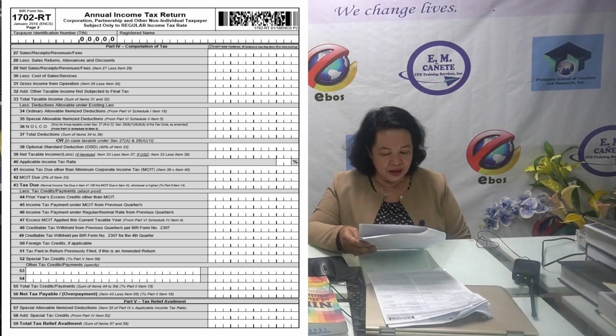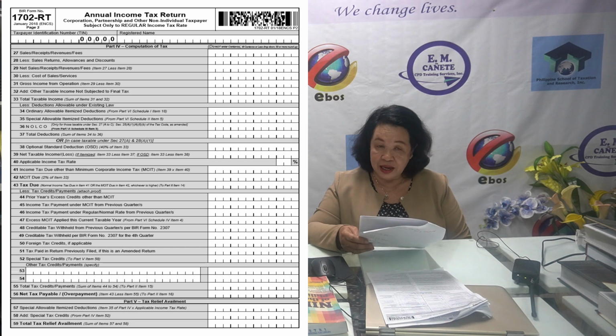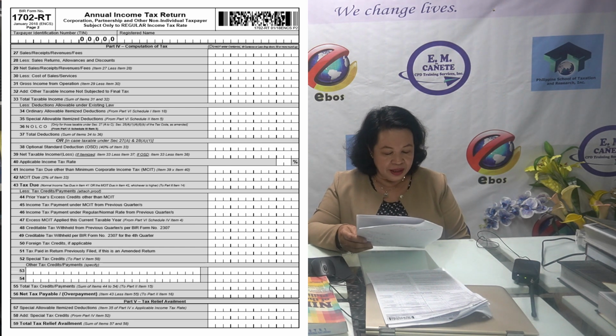Line number 50, if you have foreign tax credits, if applicable, then you have to claim them also under line number 50. Line number 51, tax paid in return previously filed, if this is an amended return. And then line number 52, special tax credits if there are any, and also other tax credits.